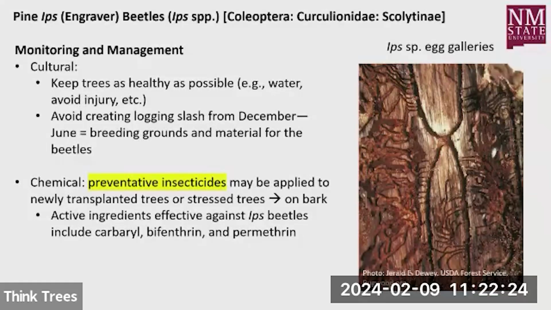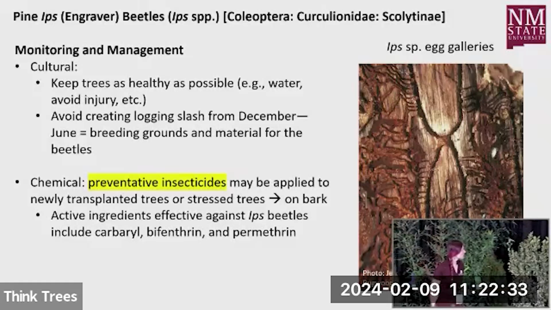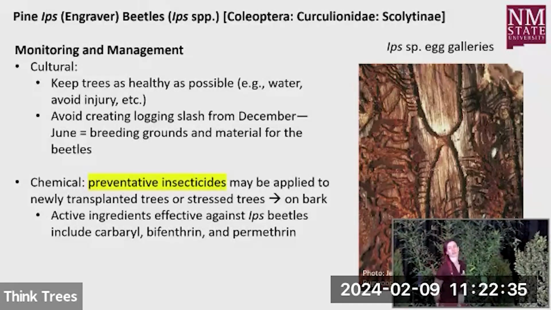injury. Also avoid creating lodging slash from December to June. That's been known to help with dealing with these because they create breeding grounds and material for these beetles. So keeping a thought on that is important when we're dealing with these.